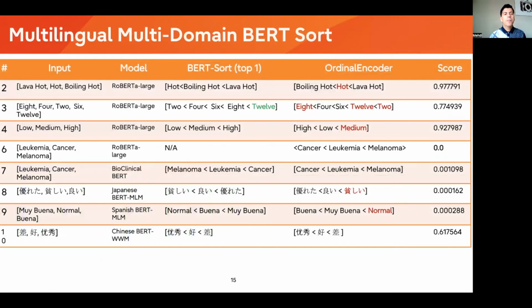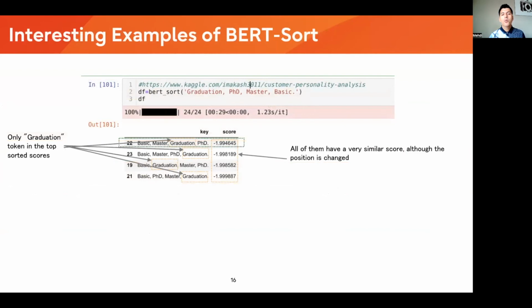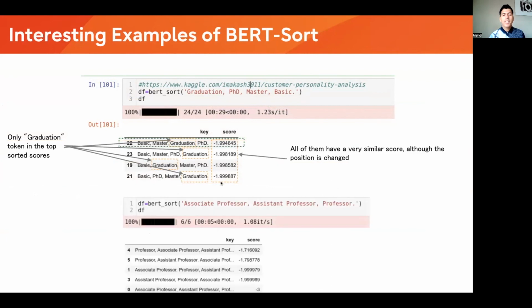We also perform some multilingual, multi-domain BERT-Sort. As you can see on this table, for instance, we submit leukemia, cancer, melanoma, which is very domain specific. Using RoBERTa large, but just by replacing it with BioClinical BERT, we are able to sort the elements. Similarly, we can sort elements in Japanese, Spanish, Chinese. We also recognize the confusion when we have graduation in different positions with almost close scores, as well as some examples like associate professor, assistant professor, and professor sorted elements.